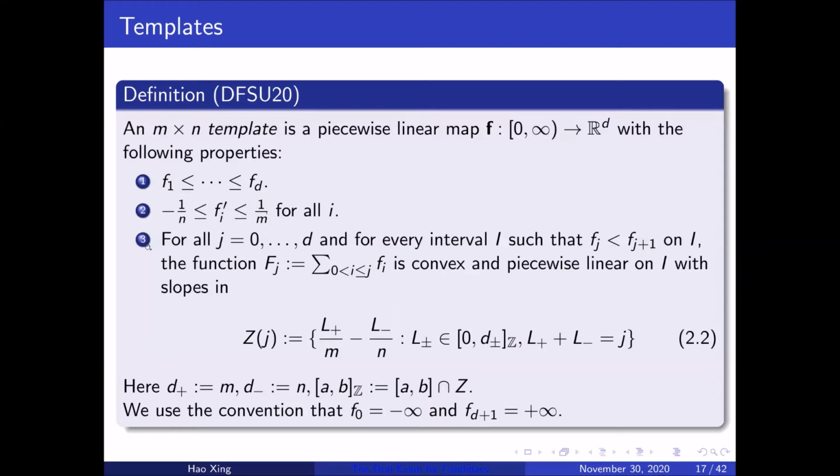And the third one is more complicated. The possible slopes of the sum of the first j components of a template cannot be arbitrary. It can only be certain rational numbers, as long as they are on the interval where f_j is less than f_{j+1} on that interval.